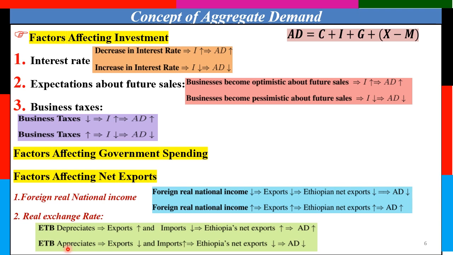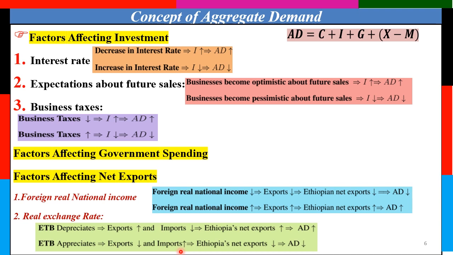On the other hand, when the Ethiopian birr appreciates, it means the Ethiopian birr's ability to buy something is increasing, and our export is decreasing because the Ethiopian product becomes more expensive to the rest of the world. So no one wants to buy the Ethiopian product. It becomes more costly for the rest of the world, or for foreign nations.